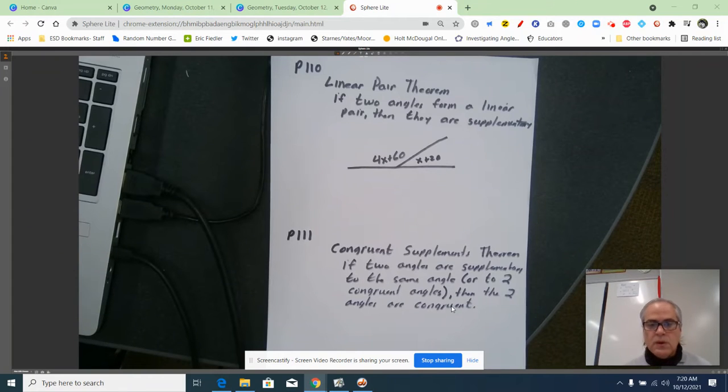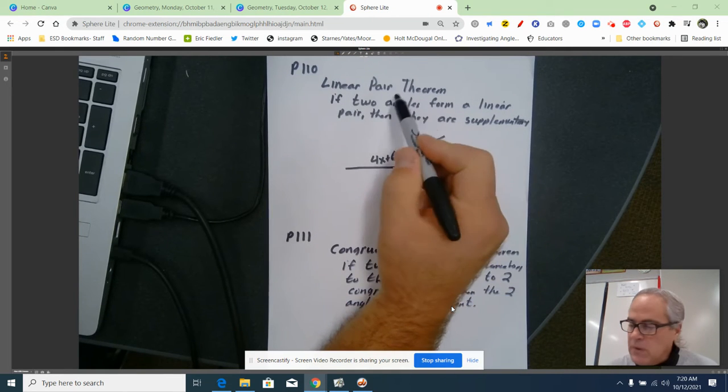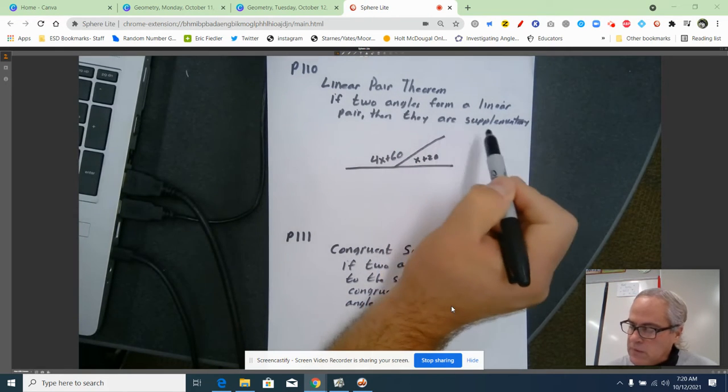Two theorems that I want to talk to you about in this first video and two in the second. First one's called the linear pair theorem. Looks just like the definition. If two angles form a linear pair, then they are supplementary.